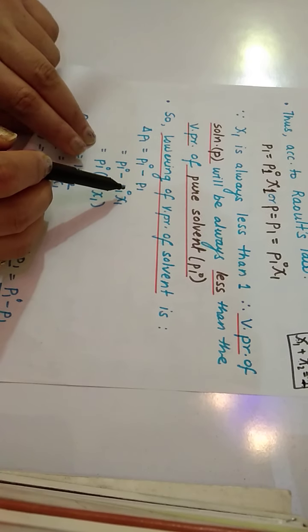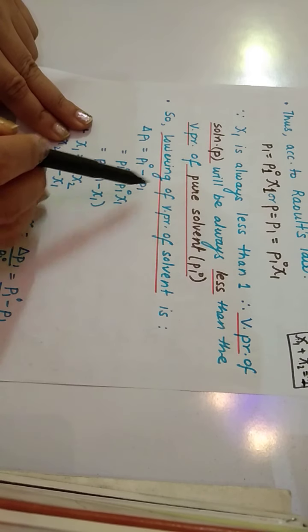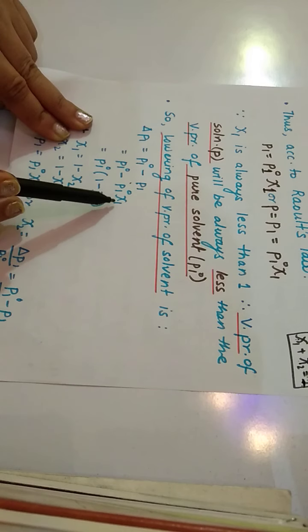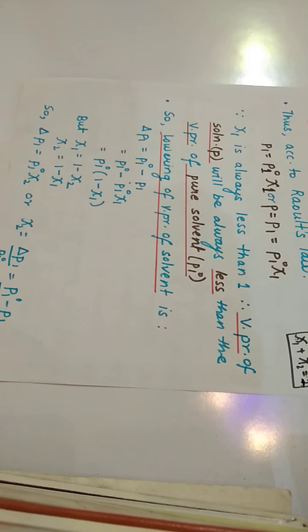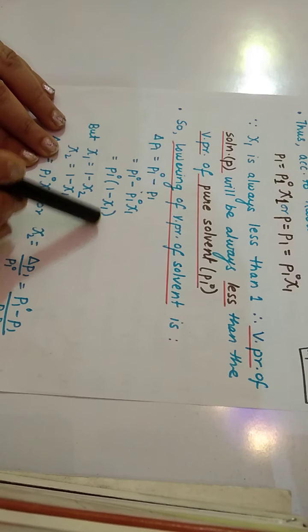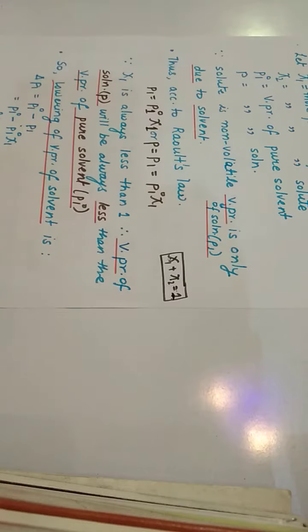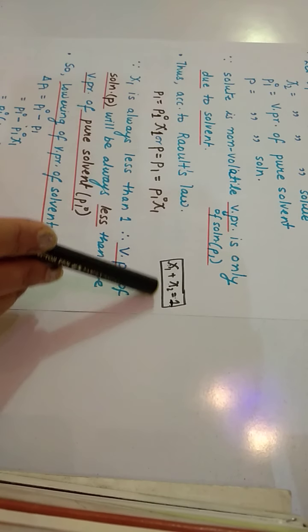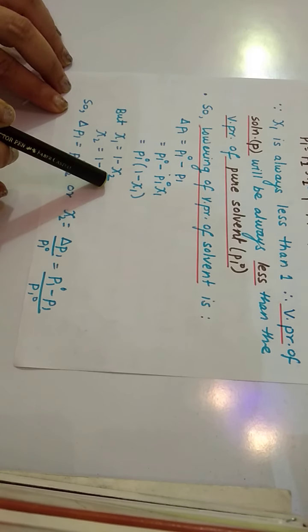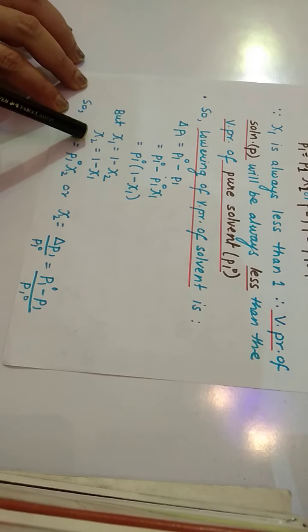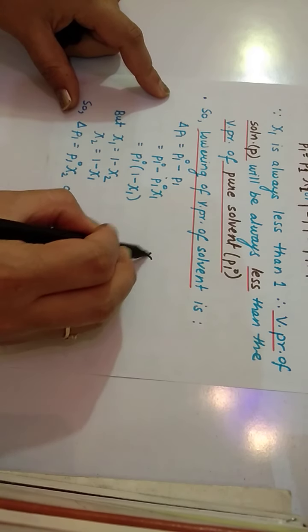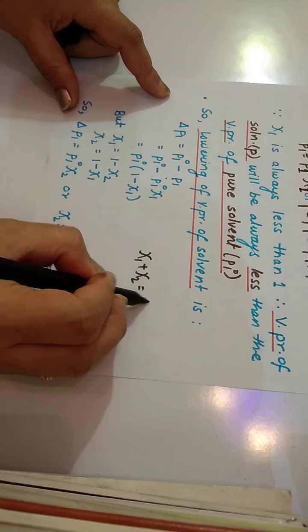And children, just now we have seen that P1 is equal to P1 naught x1. So I have put the value of P1 over here, P1 naught x1. Now we'll take P1 naught common, so it came out to be P1 naught times 1 minus x1. Now children, according to this formula, x1 plus x2 is equal to 1. x1 is equal to 1 minus x2 and x2 is equal to 1 minus x1. Let me tell you again, x1 plus x2 is equal to 1.